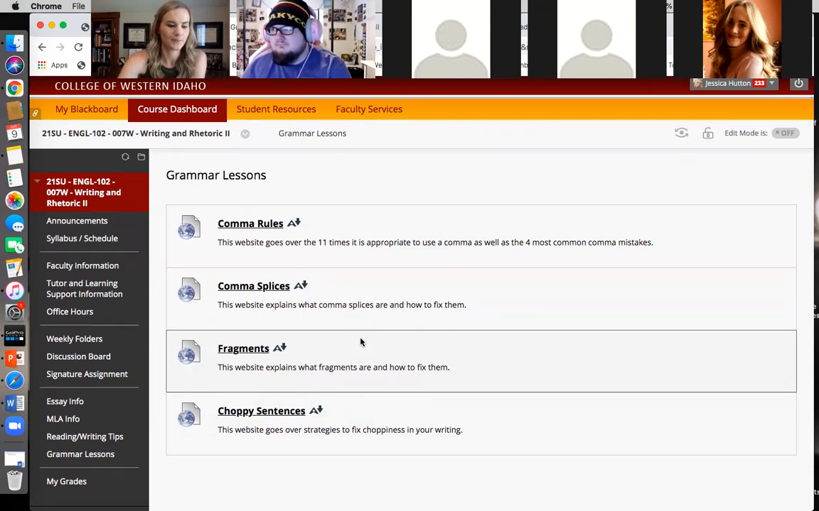All right. A couple of things that I want to touch on. We're going to talk about the syllabus really quickly. I want to talk about some key points that sometimes students get confused on or don't quite understand or maybe skip over. And the first is that for each paper, we are going to be going through the writing process.